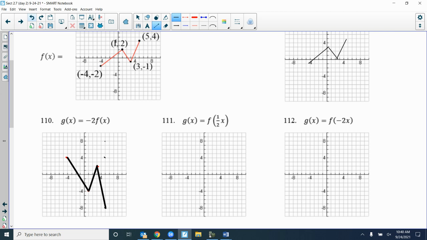All right, what does the 1/2 x do? Horizontal stretch by 2. So what does that look like for -4, -2? Where's that point going to go, Tony? -8, -2. So it just doubles the x value. 1, 2 is going to go to 2, 2. 3, -1 will go to 6, -1. And then 5, 4 is actually going to go to what? 10, 4.